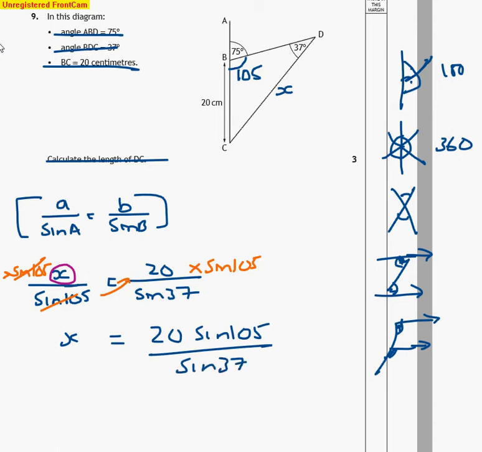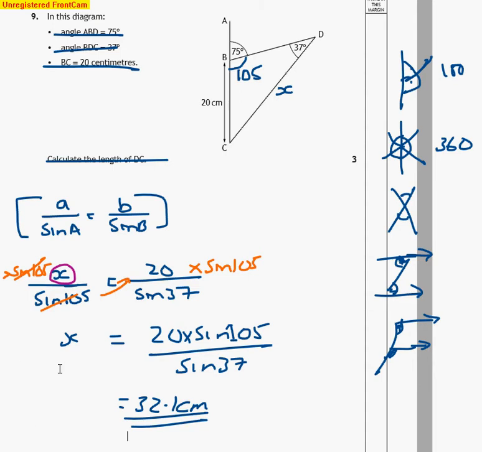Okay. So yeah, we've got sine 105 and sine 37. That's times 20. So yep, into the calculator. That's going to give us x is equal to 32.1. What are our units? Centimeters.